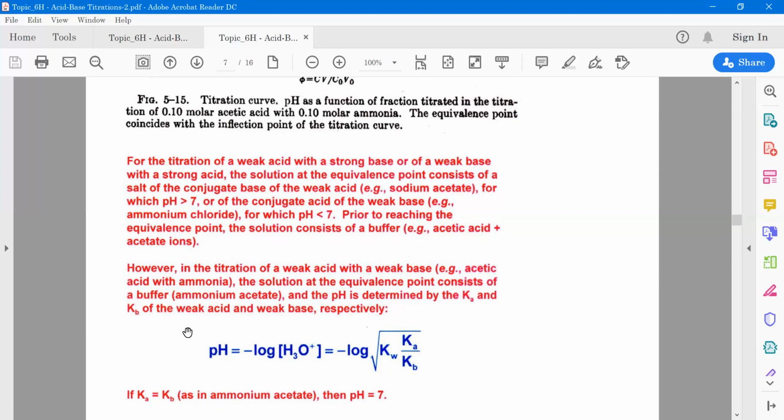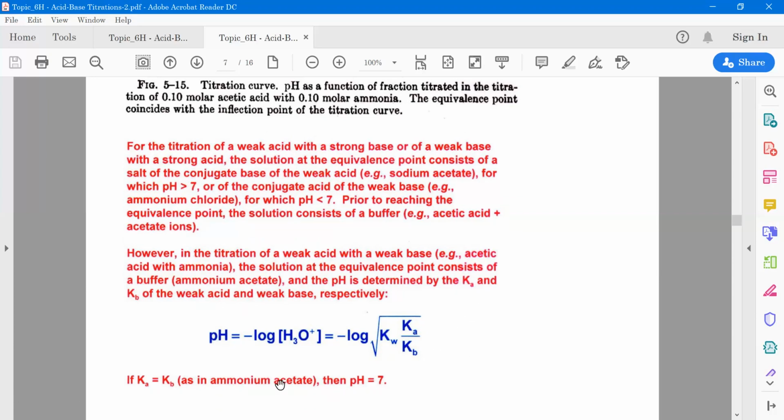Turns out it's related like this, and I'm not going to go through the derivation to show where this comes from. It's simple enough, and if you look at the expressions for weak acids and weak bases and the Kw, you'll see how this comes about. But the pH, of course, is minus the log of the hydronium ion concentration, which is minus the log of this square root expression, where Kw, of course, is 10 to the minus 14. It's the Kw of water. And the ratio of the Ka for the weak acid component, in this case, it would be the ammonium ion, and the weak base component, which is the acetate ion.